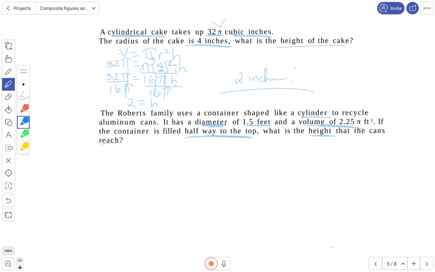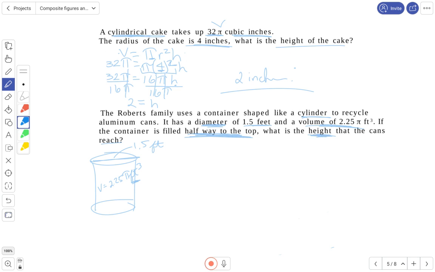So let's see. We have our cylinder, and I'm going to draw a little diagram for this. It says that it has a diameter, so going across the whole thing, it's 1.5 feet. The volume is 2.25 pi feet cubed. Okay, but the cans only go halfway up the container. So it says, what is the height that the cans reach?